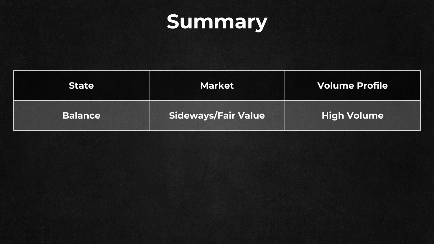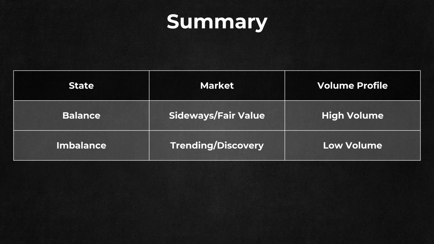To summarize, balanced markets are sideways markets where trading activity accumulates. This represents fair value. These areas appear in the volume profile as high volume areas. Imbalanced markets are trending markets where price moves quickly through a range. This represents unfair value or price discovery. These areas appear as low volume areas. The volume profile simply reveals where the market found agreement and where it moved quickly in search of agreement.